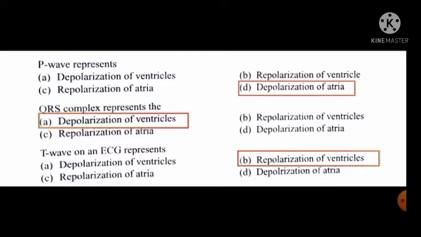P wave in electrocardiogram represents depolarization of atrium. Depolarization means contraction of atria. Atrium is represented by the P wave. QRS complex represents depolarization of ventricle, meaning contraction of ventricle, and repolarization of ventricle is represented by the T wave.